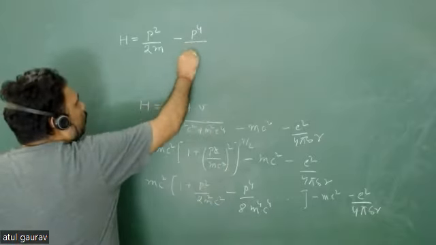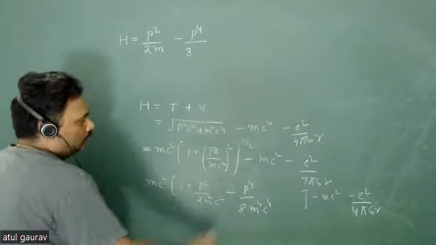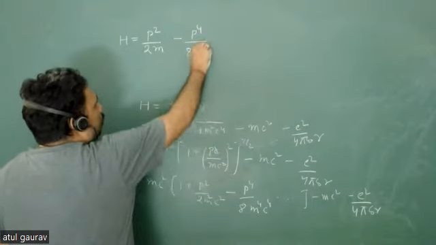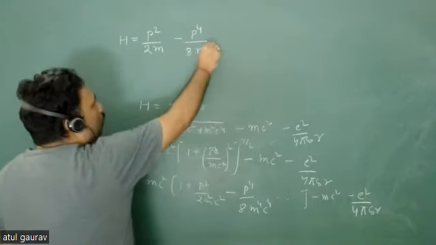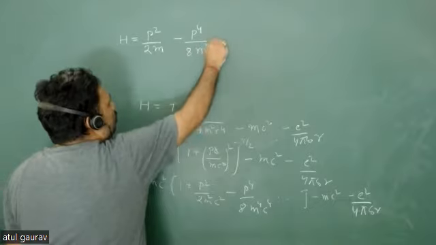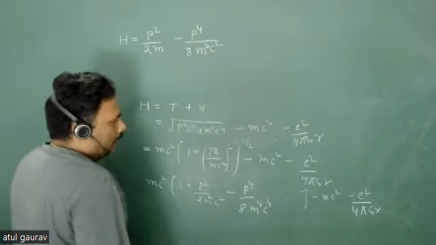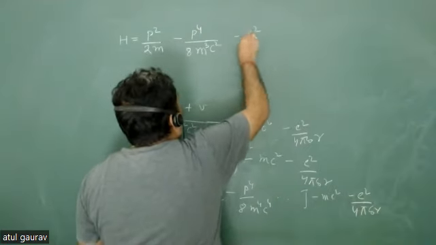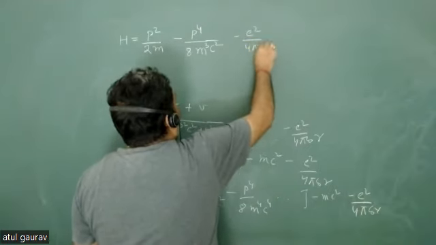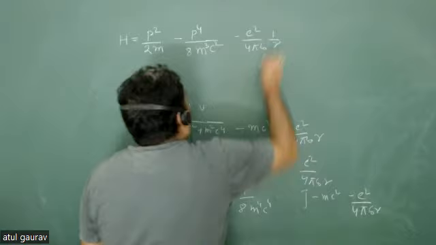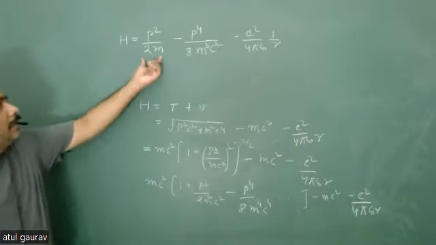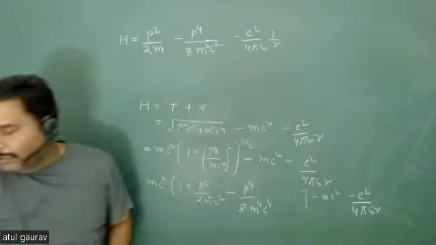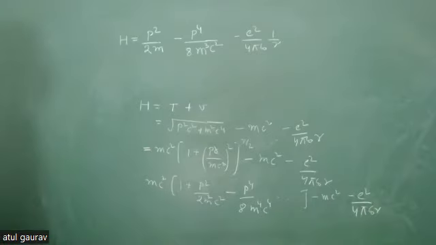over 8 m cube c square. And all higher terms we can neglect. We have minus e square over 4 pi epsilon naught, 1 upon R. Now the solution of these two terms we already know. If we add the first two together, we can use perturbation.